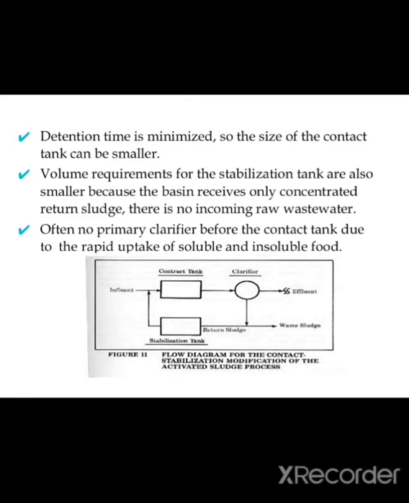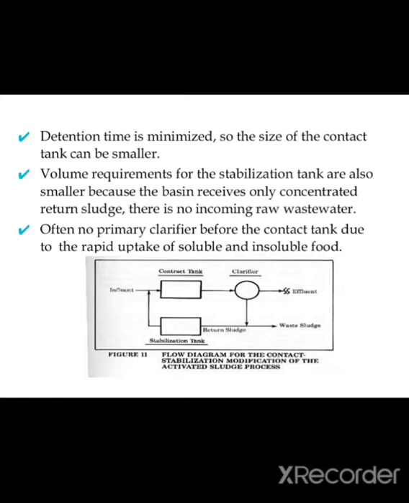In the flow diagram of the contact stabilization, we can see the influent is directly passed to the contact tank and then to the clarifier. After the sludge gets returned, there is a tank called the stabilization tank, where the concentration level is maintained and sent back to the contact tank.